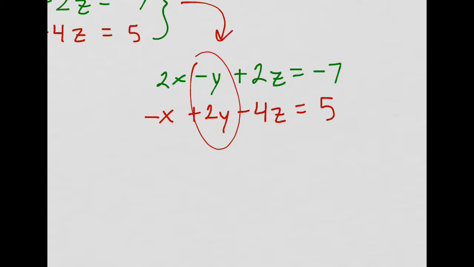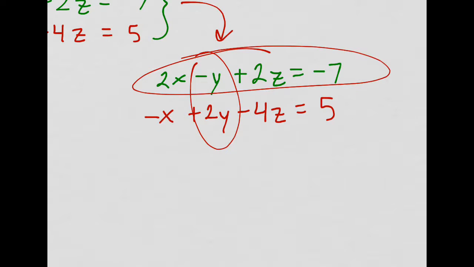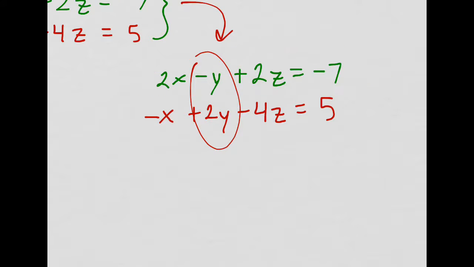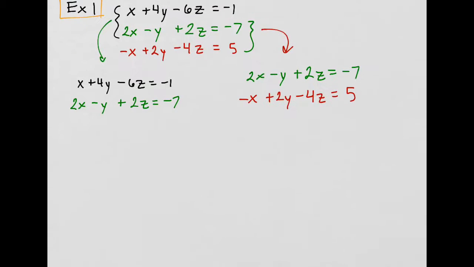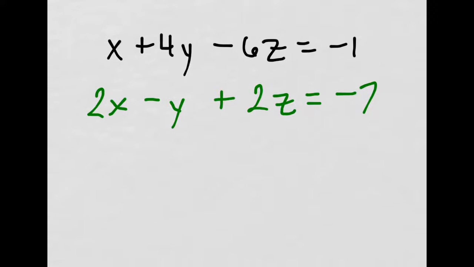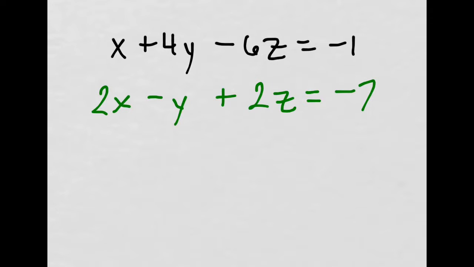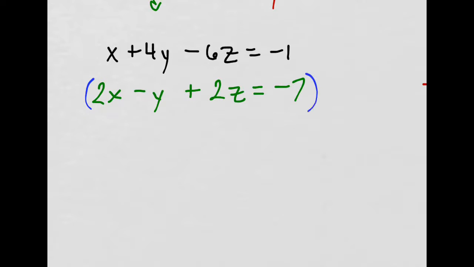Is y easy to eliminate here? Yes, it is. I can multiply this equation by 2, and then I would get -2 here and a +2, and then I could eliminate that. So we have to eliminate the same variable. That's super, super important. And I'm going to choose the y's because it's easy to eliminate. So I'll work in blue for my work.